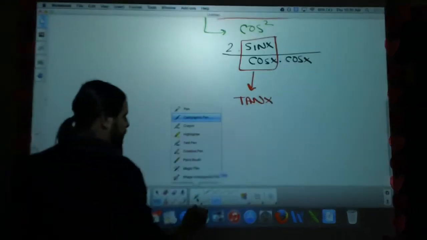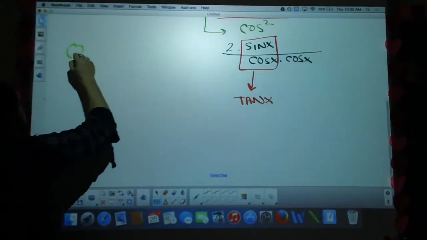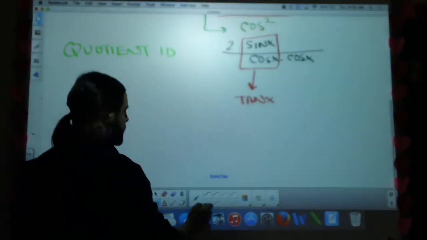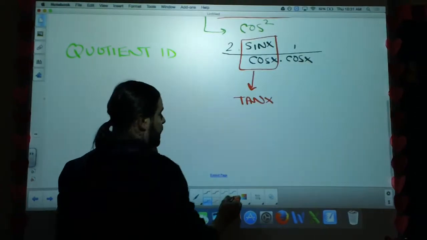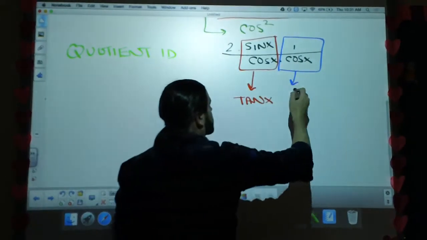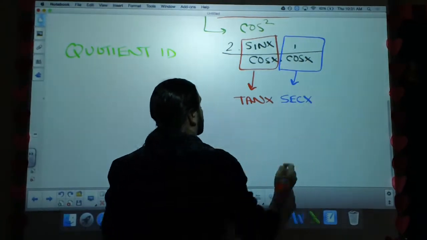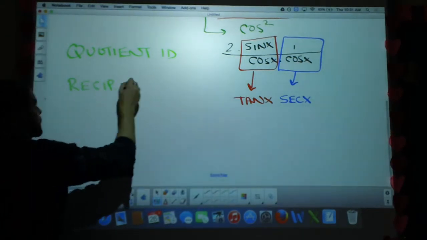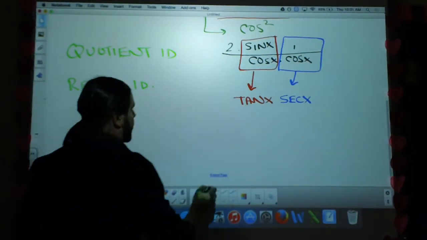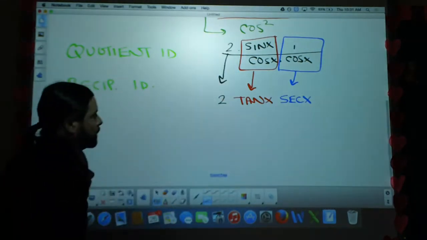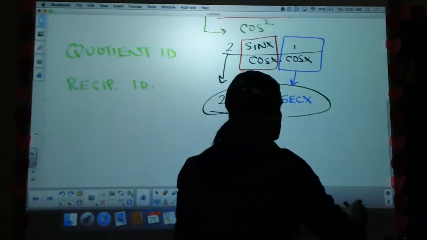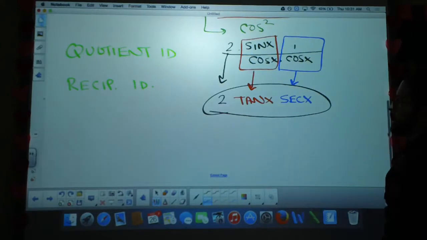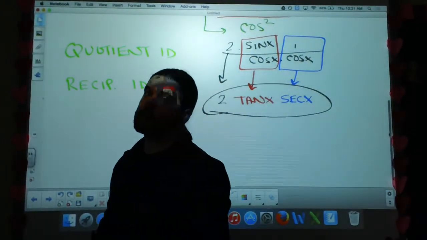Why am I doing that? Because that is a quotient identity. And I can take this 1 over cosine x, and I can turn that into secant x. Why am I doing that? Because that is a reciprocal identity. And oh, by the way, that 2 is still there. I have proven that what I started with over here equals 2 tan secant. I've proven it, I've written out each step, and that's how a verification works.